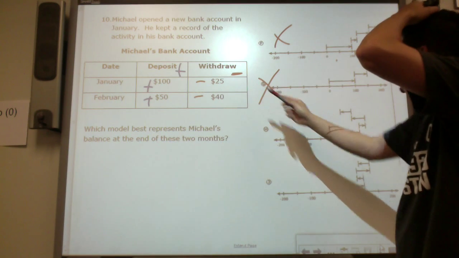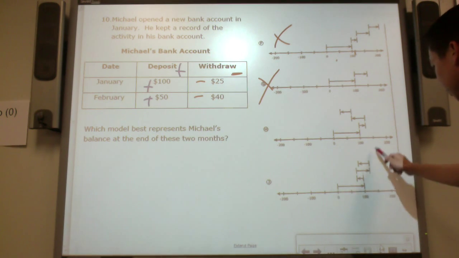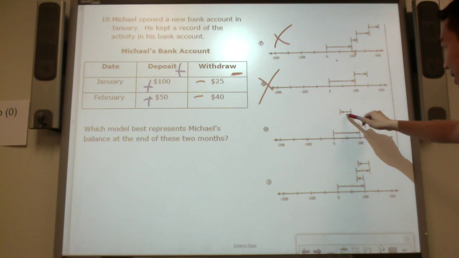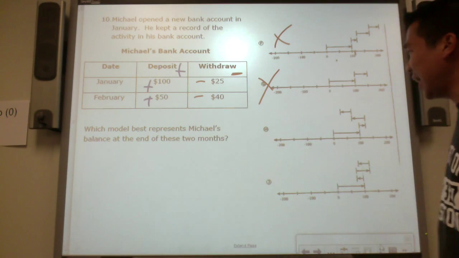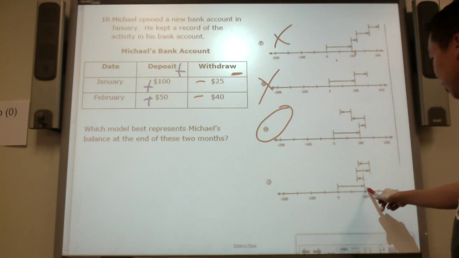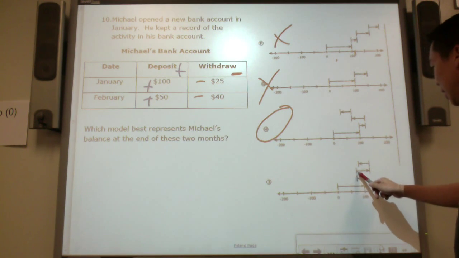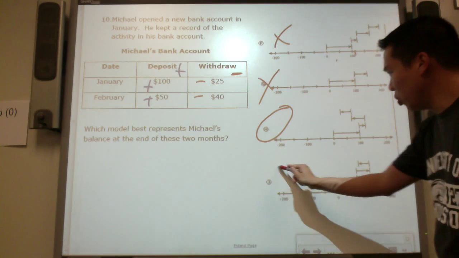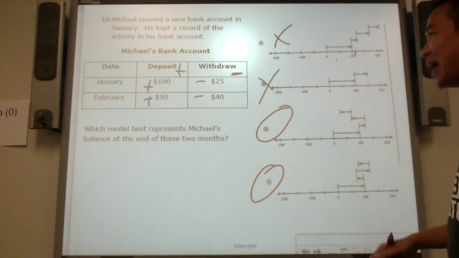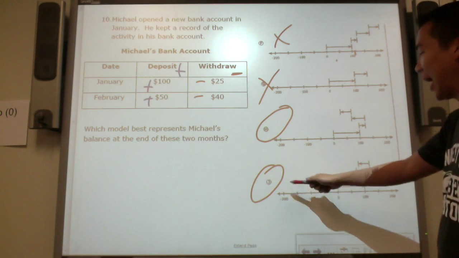Then he withdraws, or he takes out $40 and he takes out $25. I like H. Let's go to J. He deposits $100. He takes away $25. He deposits $50, $40. Ooh, I like H and J. Let's go back and now look at it a little closer. So it's going to be either H or J.